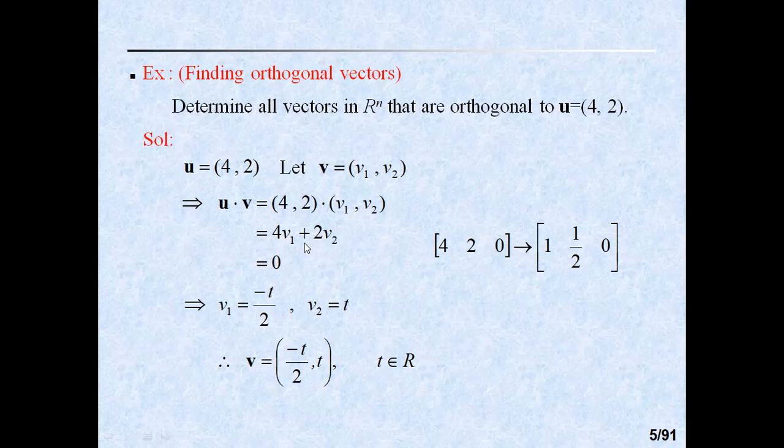So, therefore, we can take v2 is equal to t. Therefore, 4v1 is equal to minus 2t, so v1 is equal to minus 2t by 4. That means v1 is equal to minus t by 2. That means v is equal to (minus t by 2, t), where t belongs to R. We can take this vector in three dimensions as well, where (4, 2) is converted to (4, 2, 0) and v becomes (minus 1 by 2, 1, 0).